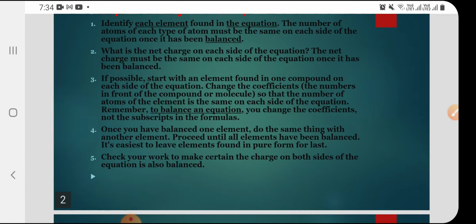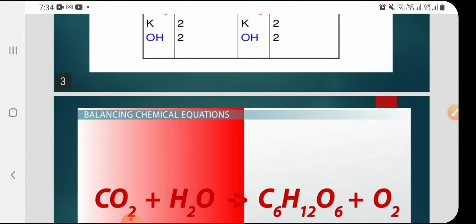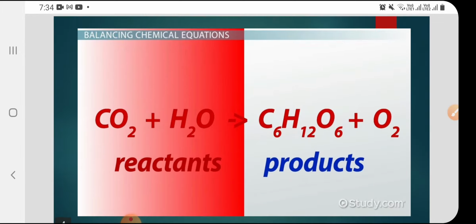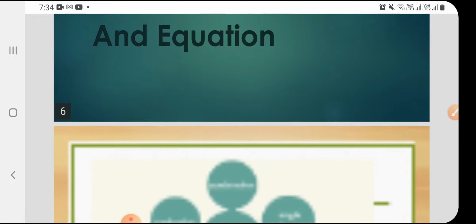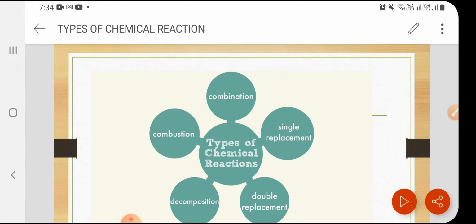The steps of balancing a chemical reaction we already discussed. How to balance the chemical equation we already did, and this question we already did. Now, in today's class, we are going to read about the combination type of reaction.